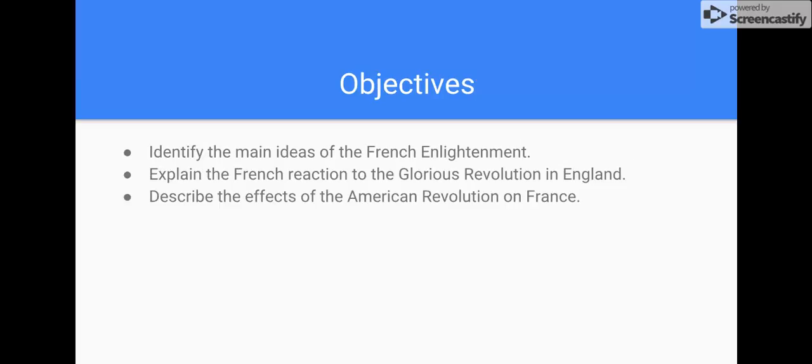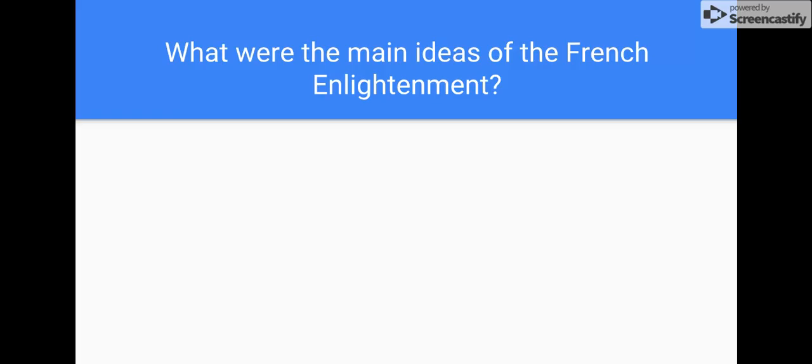Our objectives. Identify the main ideas of the French Revolution, explain the French reaction to the Glorious Revolution in England, and describe the effects of the American Revolution on France. Again, you'll have these in your notebook, so you can refer back to them at any time.